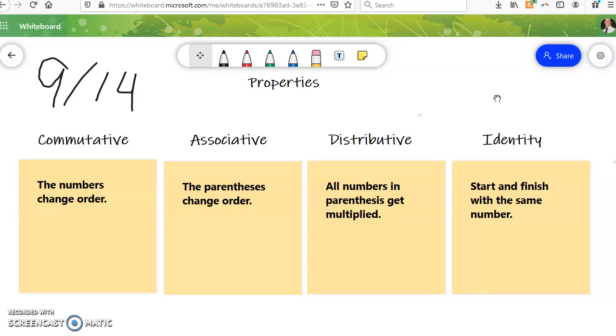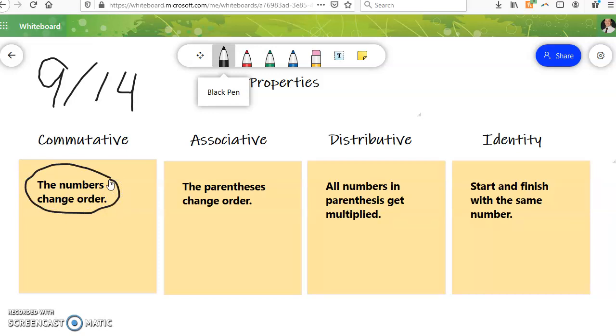Okay, so the first property we need to look at is the commutative property. And we don't need big long definitions, we just need to know what are we looking for. And so what we're looking for is the numbers change order. So this is important to start with. For commutative property, we need to know that the numbers are changing order.